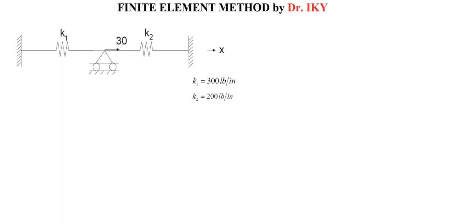For the first element, 300 pounds per inch. For the second element, we have got 200 pounds per inch. I want you to create, again, the stiffness matrix systems, translations, and transformation or displacement vectors, force vector. If you want to write them separately, you can write them for the first element and the second element, and then you can bring them together or create a superposition.